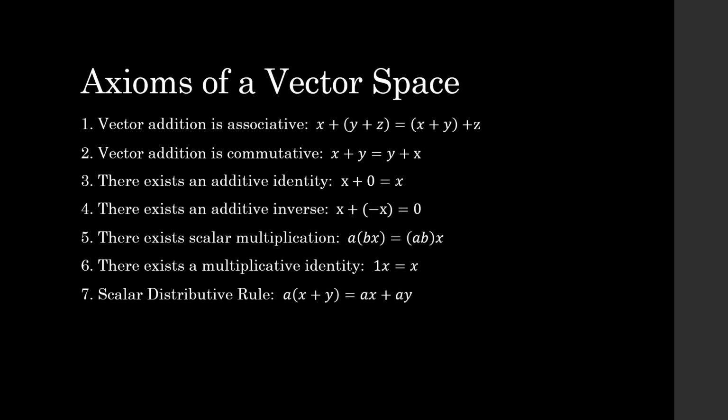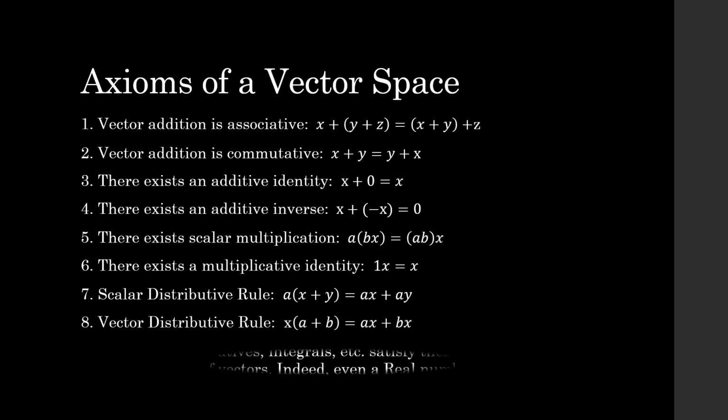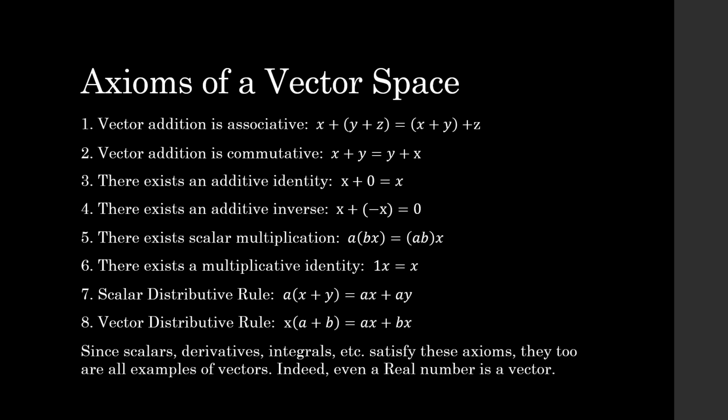Number 7, the scalar distributive rule. So we have a scalar a multiplied into the quantity of vectors x plus y is equal to a times x plus a times y. Number 8, the vector distributive rule. We multiply a vector into these scalars a plus b, we get a times x plus b times x. Since scalars, derivatives, integrals, etc. satisfy these axioms, they too are all examples of vectors. Indeed, even a real number is a vector. And wait for it, so too are matrices.